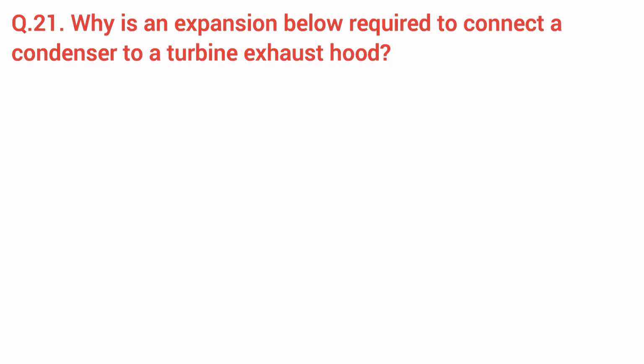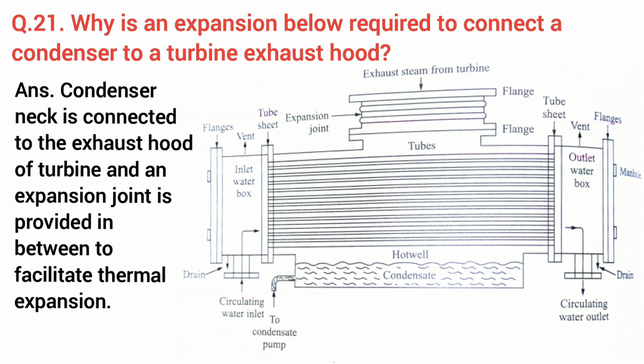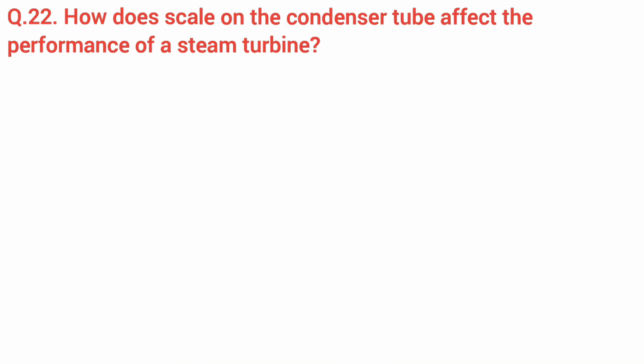Why is an expansion bellow required to connect a condenser to a turbine exhaust hood? Condenser neck is connected to the exhaust hood of turbine, and an expansion joint is provided in between to facilitate thermal expansion. How does scale on the condenser tube affect the performance of a steam turbine?